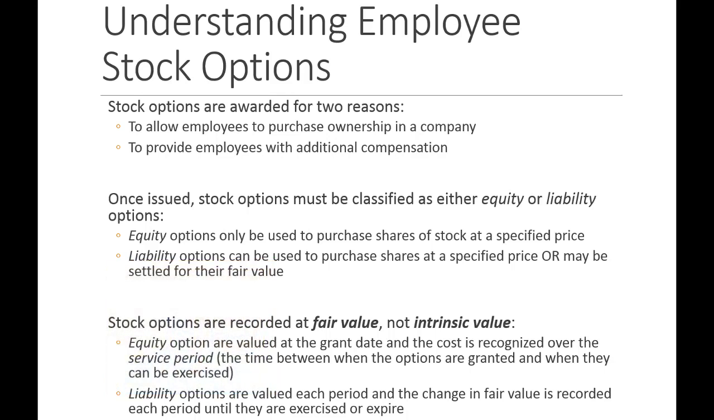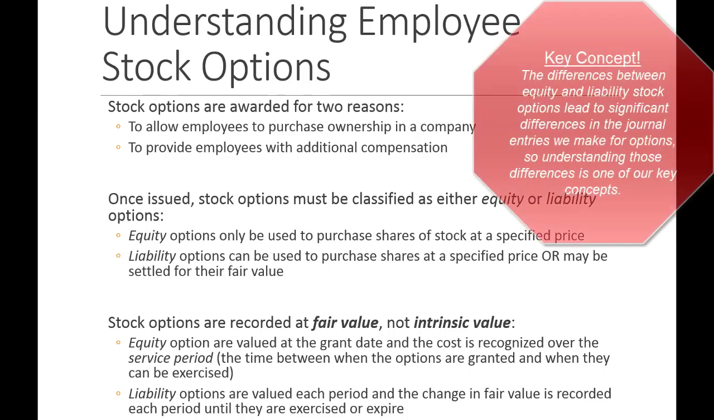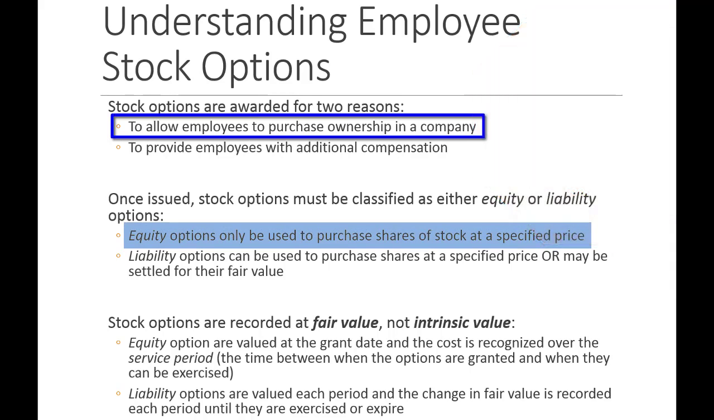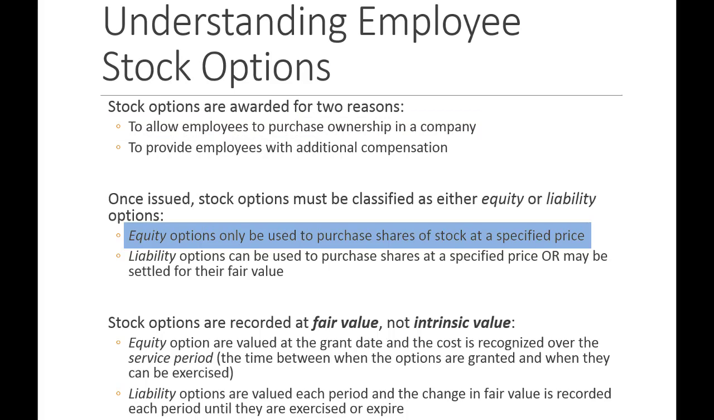Now, once we decide to issue the options for whichever of the two reasons we just mentioned or some combination of the two, the next thing we have to decide as a company is whether these are equity options or liability options. An equity option is designed primarily for that first reason. I want them to be owners in my company. So the only thing I will allow them to do with the option is to bring them in and buy a certain number of shares at a certain price. That's it. The hope is they'll then keep those shares and again, as owners, be more engaged in the company.